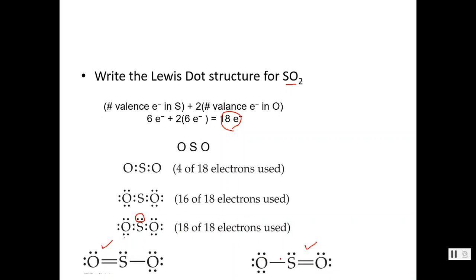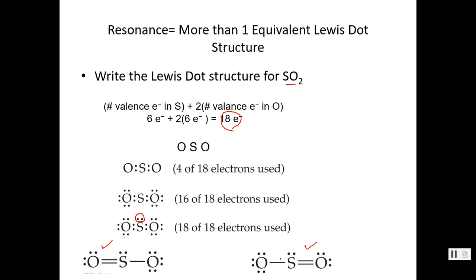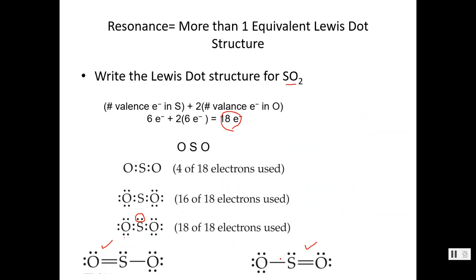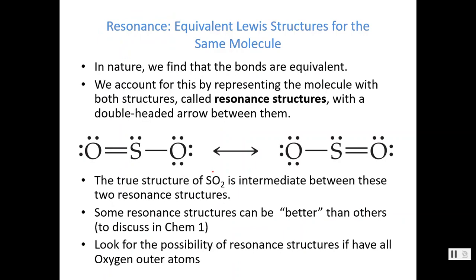So which one is correct? Which one would get you the maximum amount of points on the exam? Well, the answer is that they're both correct. And that's where this concept of resonance comes into play. Resonance, in chemistry terms, is just a fancy way to say that there is more than one equivalent Lewis dot structure that can be written.